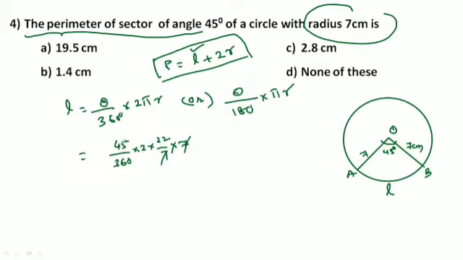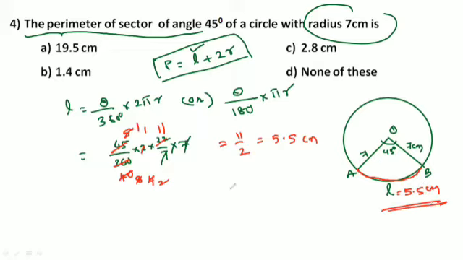9 5s are 45, 9 4s are 36, 0, and 5 ones, 5 8s, 2 ones, 2 4s, 2 2s, 2 11s. It's very simple, children. So we got 11 by 2. 11 by 2 means 5.5 centimeters. So the length of the arc, this is AB. AB is equal to 5.5 centimeters.